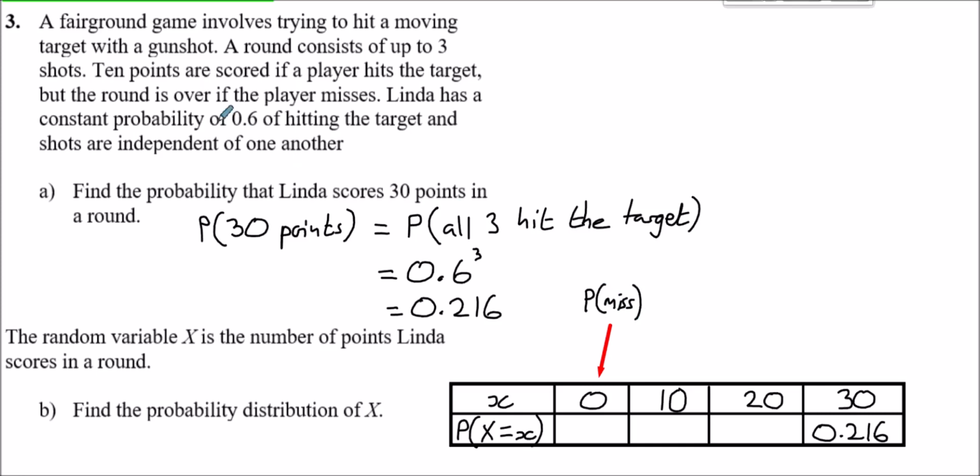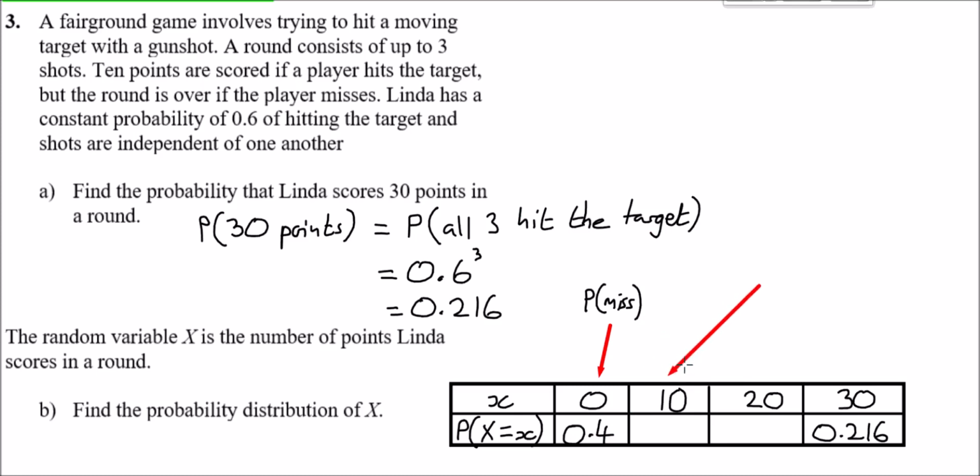So we're told this essentially. The chance of her hitting is 0.6. Therefore, the chance of her missing would be 0.4 for any one shot. So the probability that she misses straight away and stops is 0.4. Next up, we need to think about the chance of her getting 10 points.